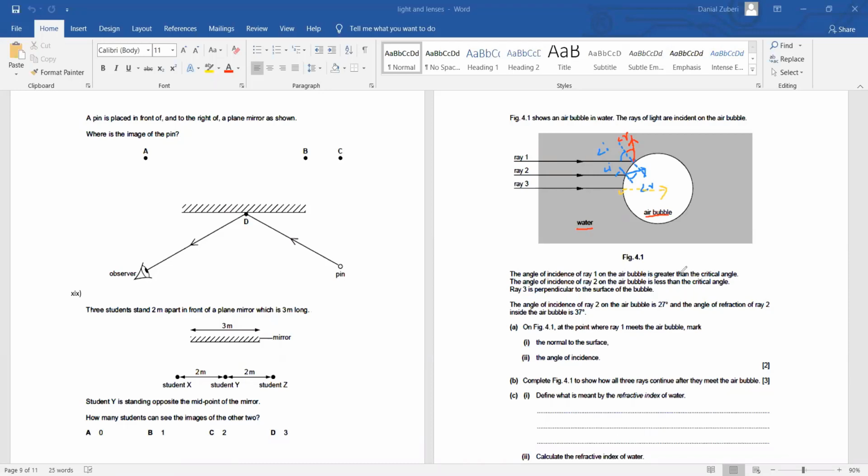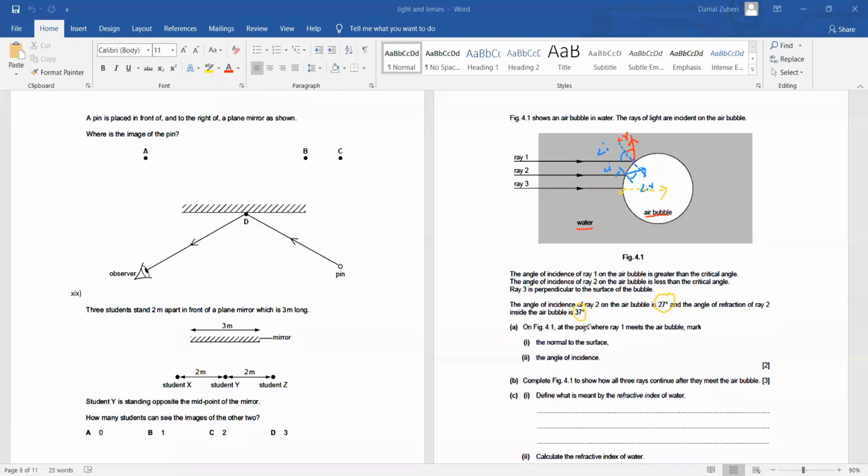So this is what I tried. I never read the question, but I knew that they were going to ask this. The angle of incidence of ray 2 on the air bubble is 27 degrees. Okay. So ray 2 is 27 degrees. The angle of the refracted ray is 37 degrees.